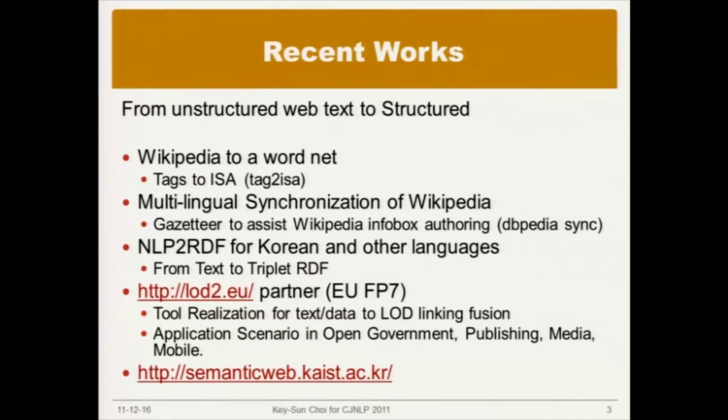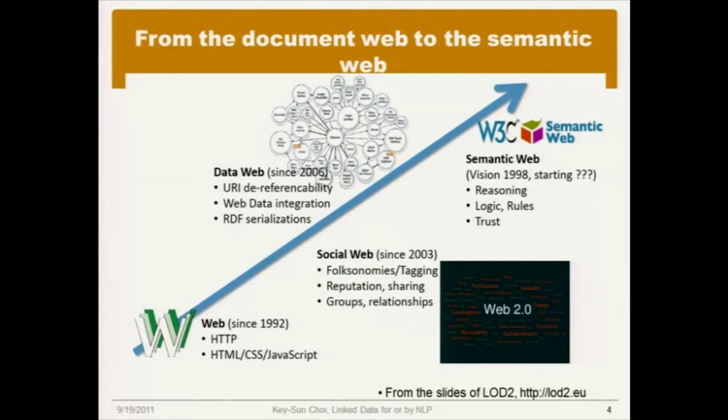So recent work is about natural language engineering from unstructured web text to structured text. It is like an information extraction task. So mainly focused on Wikipedia as the resource for the research. And then I started to think about the multilingual MT system or multilingual synchronization in the context of Wikipedia to make a more balanced information distribution. And then I am now involved in a European project about linked open data, second version.